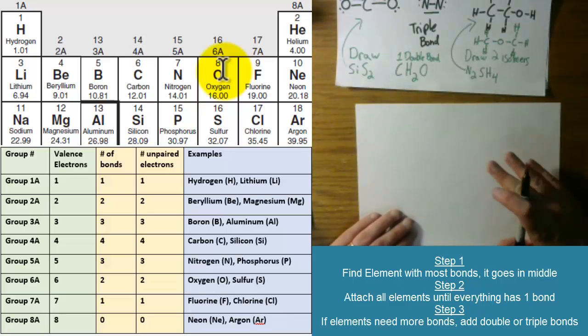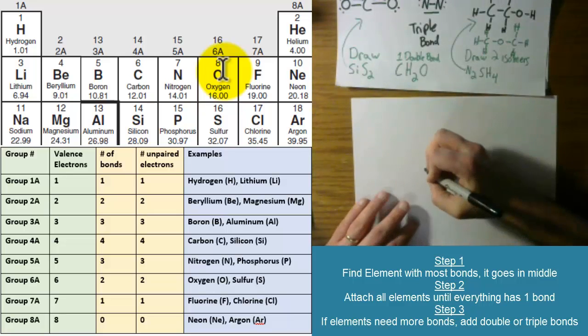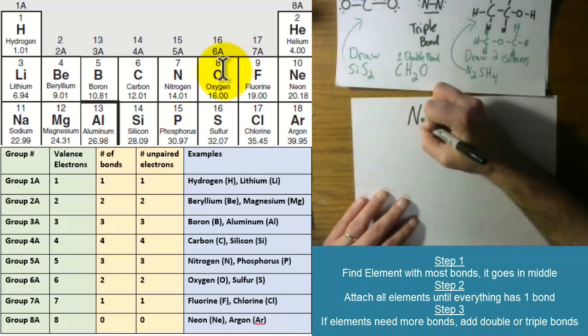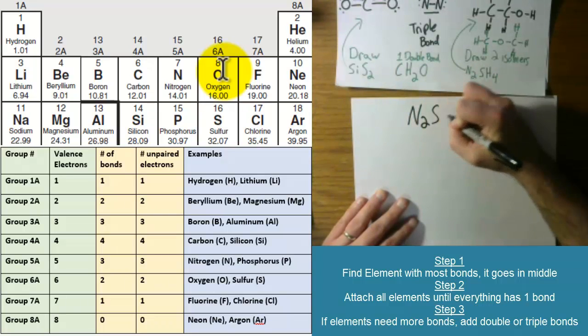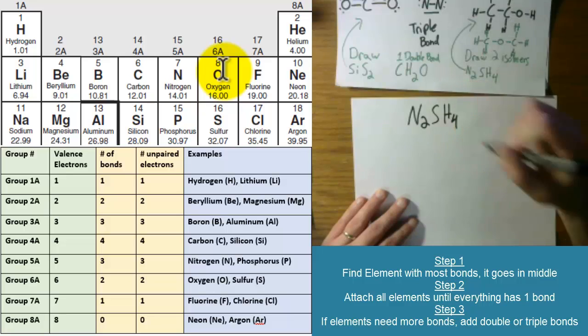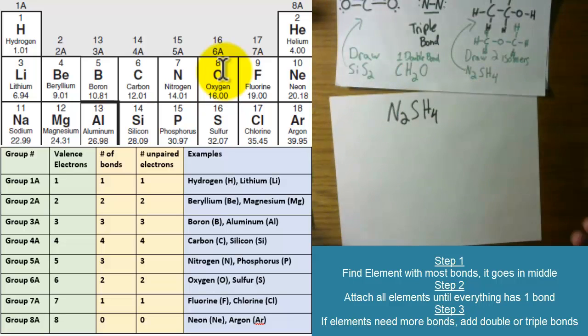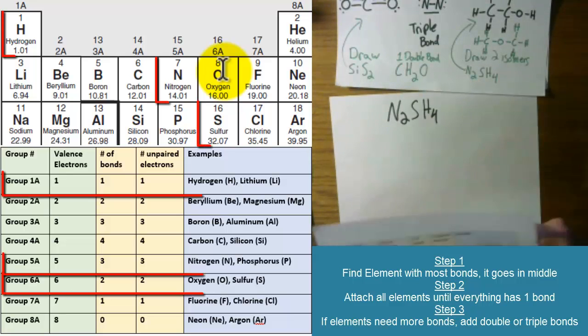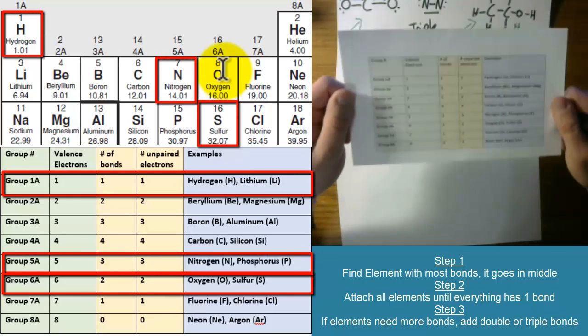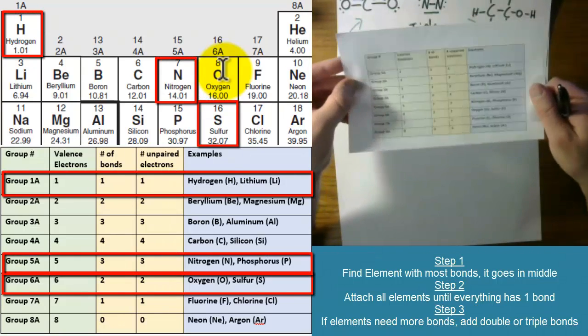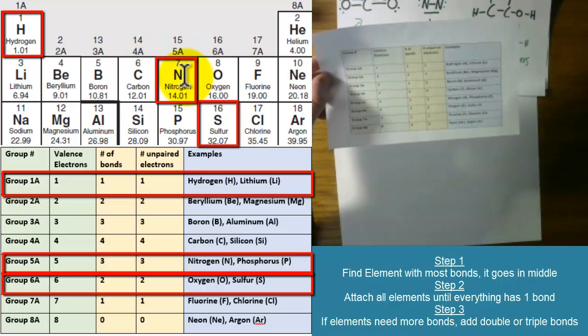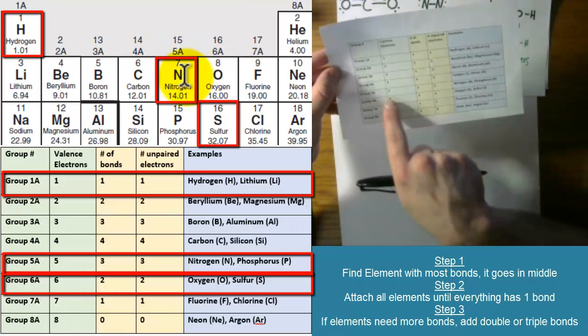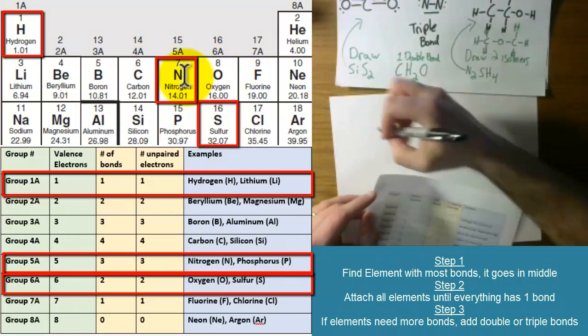So next we need to do N2SH4. Okay, this one is by far the hardest out of all of those. N2SH4. Okay, step 1, just like the last ones. Take a look at this little guide. Find the elements on the periodic table. Nitrogen, group 5. Group 5, 3 bonds.